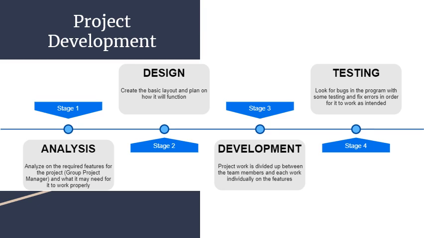These are the stages of development that the project will go through. Stage 1 is analysis, where we analyze the required features that the group project manager might require and what it may need to work properly and as intended. The next stage is design, where we create the basic layout and plan how it will function together. Then the next stage is the actual coding and development, where the project work is divided up between the team members, and each of us will work individually on these features.